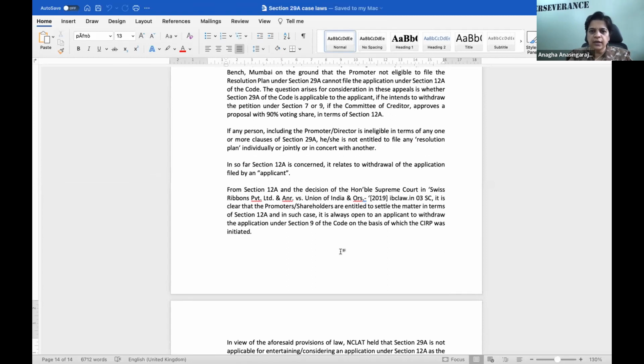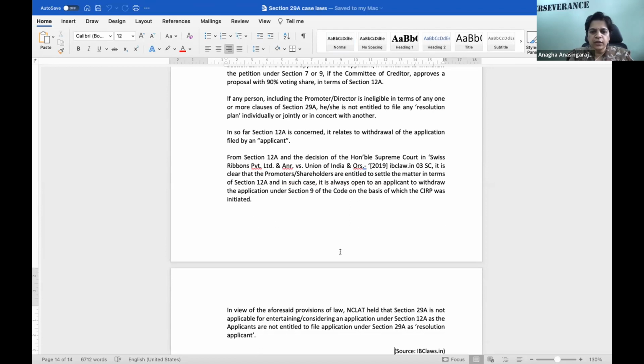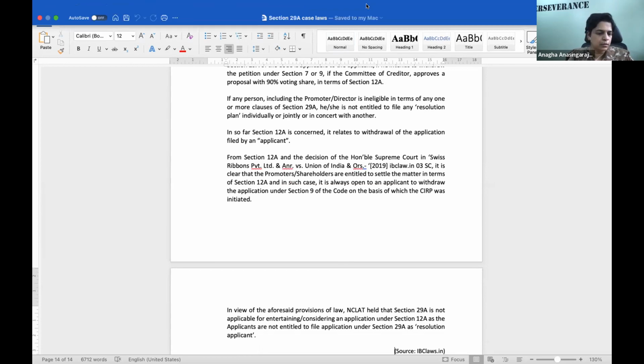Insofar as 12A is concerned, it relates to the withdrawal of application by the applicant. So the promoters are not concerned, or they cannot be applicants here. From section 12A and the decision of the Supreme Court in Swiss Ribbons, it is clear that the promoters and shareholders are entitled to settle the matter in terms of 12A. And in such case, it is always open to the applicant to withdraw the application under section 9 on the basis of which the CIRP was initiated. In view of the aforesaid provisions, the NCLAT has held that 29A is not applicable for entertaining or considering an application under 12A, as the applicants are not entitled to file an application under 29A as the resolution applicant. The application is being filed for withdrawal of the action which was initiated under section 7 or 9.